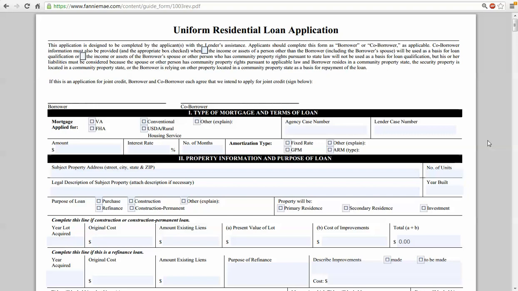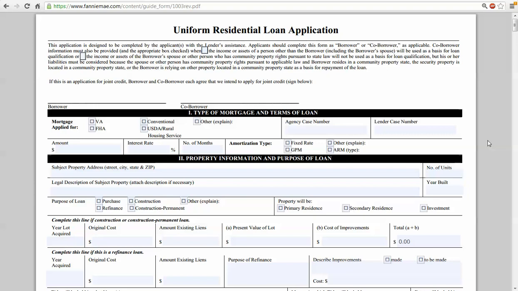in this video I'm going to walk you through the standard loan application form, also known as the Uniform Residential Loan Application, which is a standardized form created by Fannie Mae and used in every residential mortgage transaction, regardless of whether it's a refinance, construction, or purchase.